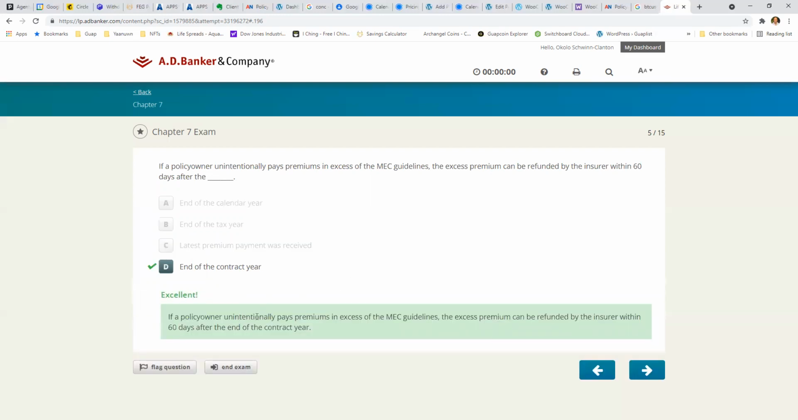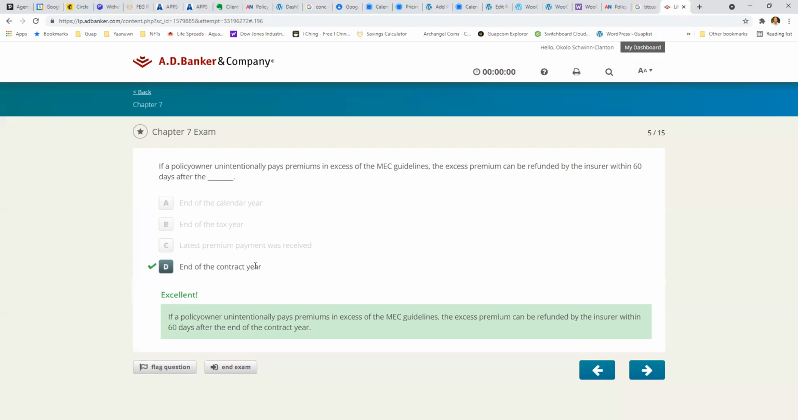The policy owner unintentionally pays premiums in excess of the MEC guidelines. The excess premium can be refunded by the insurer within 60 days after the end of the contract year. So the way we can deduce this is calendar year is going to be different for every single person in relation to when they started. Tax year is going to be different for every single person in relation to when they started. Latest premium payment was received, it could be, or at the end of the contract year, it could be. So we now know that they have until the end of the contract year to settle out.